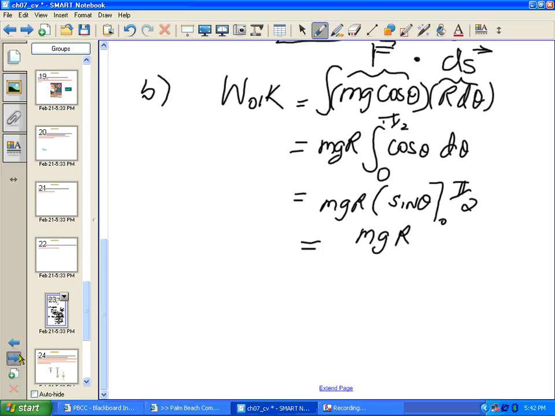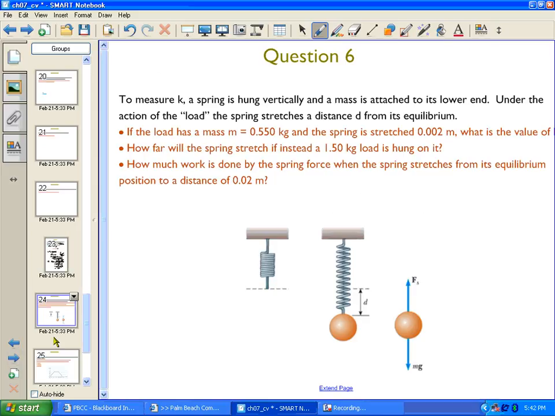Okay, next problem, question number 6. To measure the spring constant K, a spring is hung vertically and a mass is attached to the lower end. Under the action of the load, which is, by the way, the mass, it's known as the load, the spring stretches a distance d from its equilibrium position.